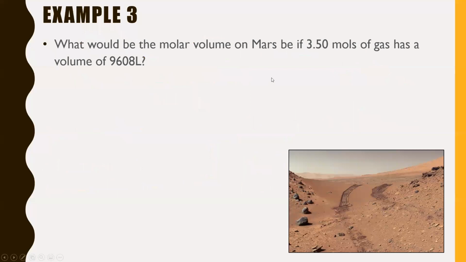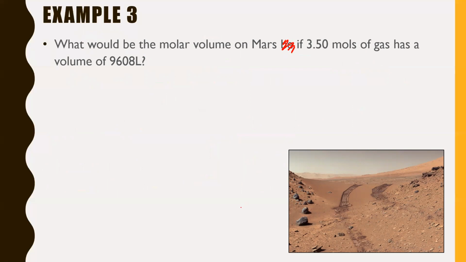All right, example 3. This one's a lot different than the other ones, but don't panic. If you know what to do, this one will take you literally no more than about 20 seconds. So I am going to get you guys to give this one a try. What would be the molar volume on Mars be? Ooh, that's weird. What would be the molar volume on Mars?